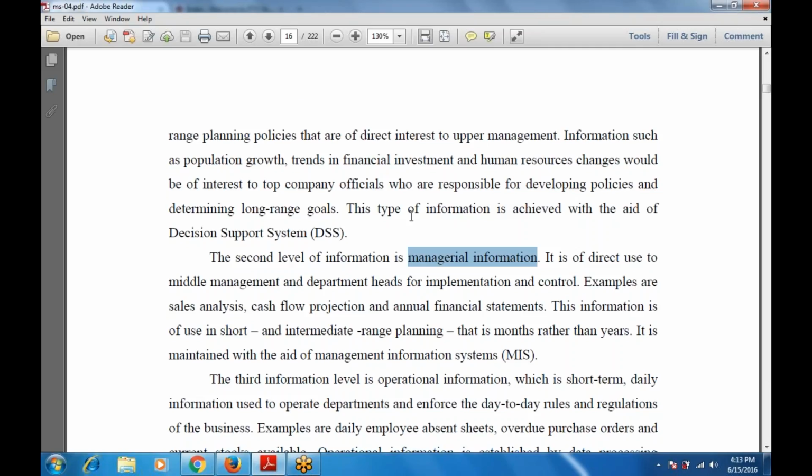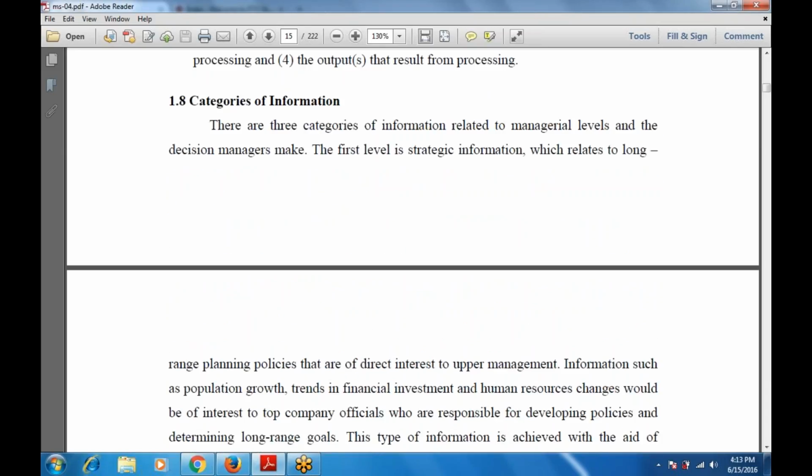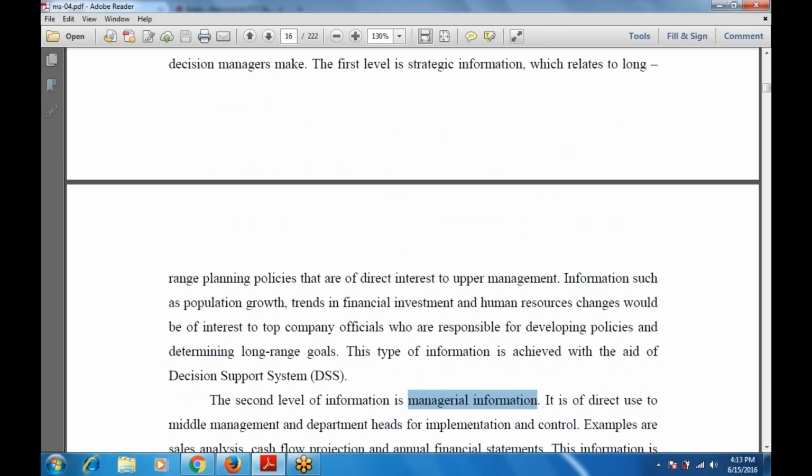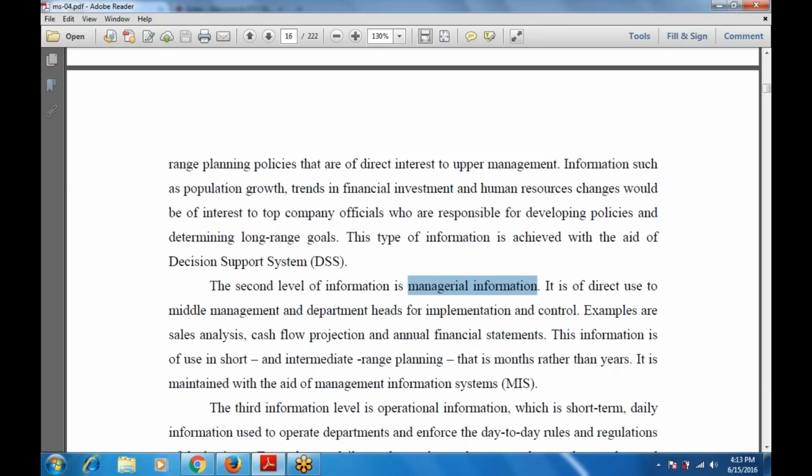When you talk about the first level of information, that is also known as strategic information, which is achieved with the help of the DSS. The second level of information is managerial information, which is maintained with the use of MIS, that is, a management information system.